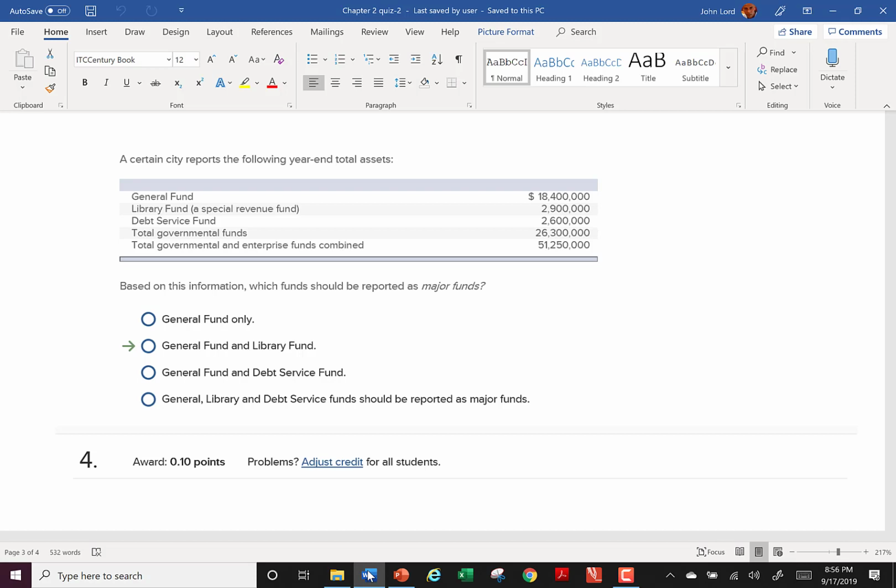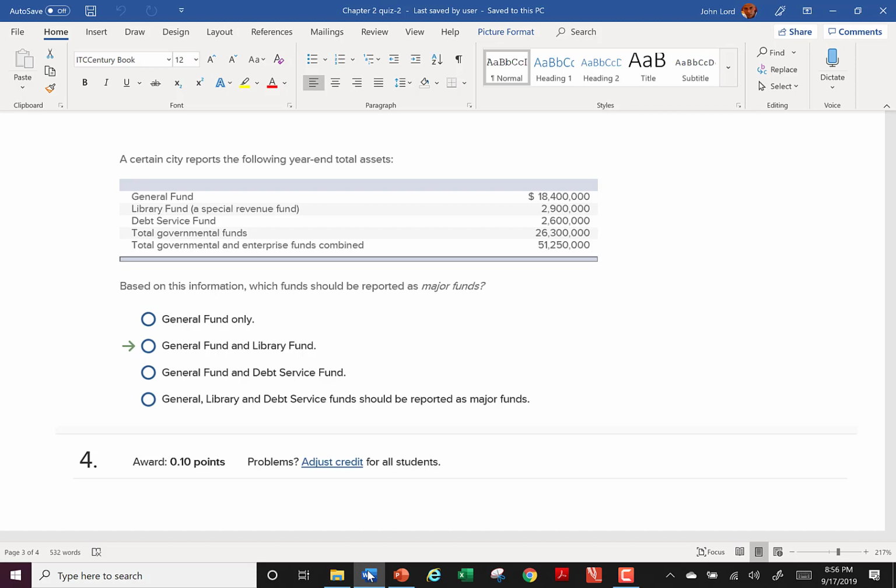Okay, good. So now I start to look and I see, well, which of these funds are using assets? They only give me one line item. They could have given me several to consider, but they only gave me the assets to consider. So the general fund, I don't even need to worry about, because we already said the general fund is automatically a major fund, right? So now I start to look at the others. How about the library fund? Library fund is passing the 10% test, isn't it?